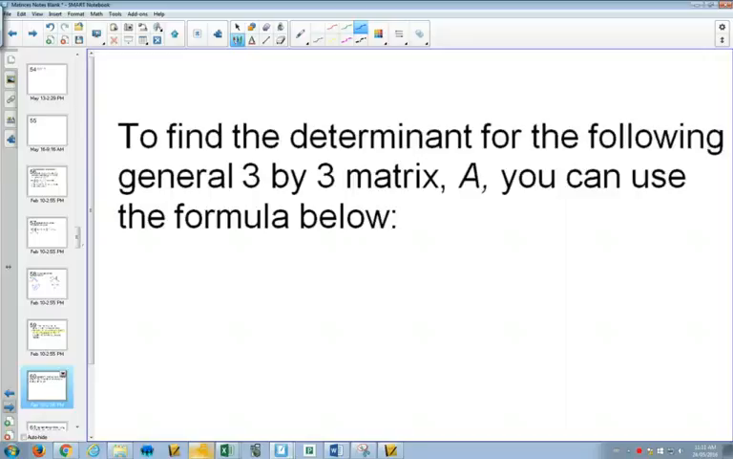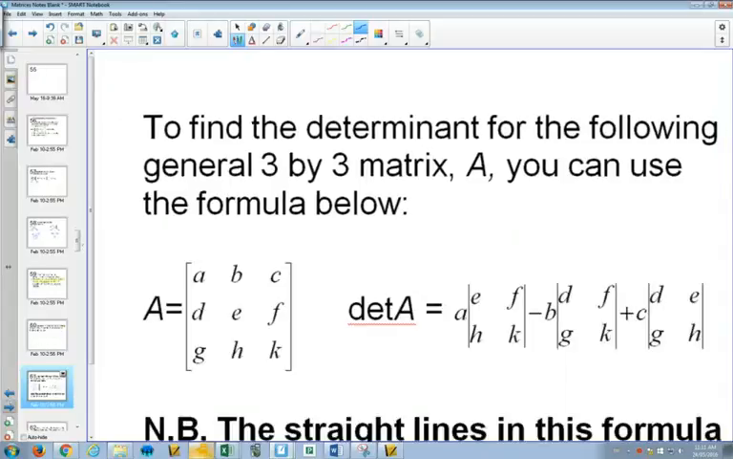So to find the determinant of a 3 by 3 matrix, you get the following formula. Isn't that a nice formula? You think you can memorize that one easily for your exam? So what does this mean? First of all, these straight lines mean the determinant of the 2 by 2. So you take A, multiply it by the determinant of this 2 by 2, subtract B, and multiply it by the determinant of this 2 by 2, plus C.